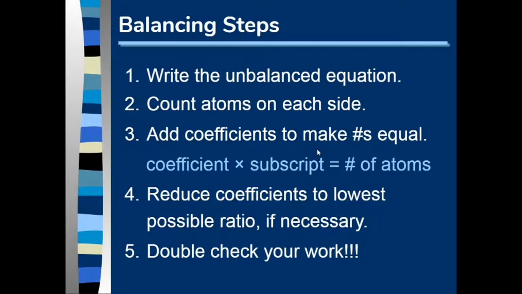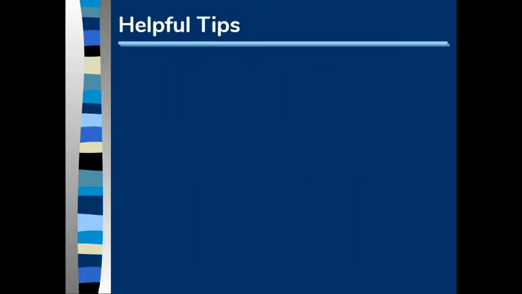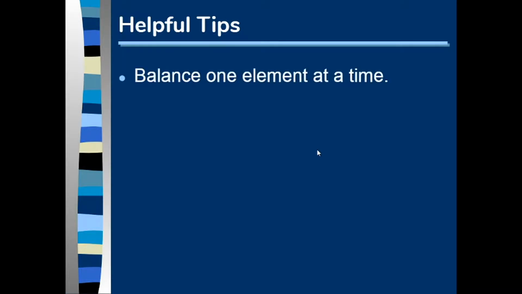I'm going to move on to some helpful tips. Now, these helpful tips are going to make more sense once we get into our examples. Balance one element at a time. When you're counting up your hydrogens, count up your hydrogens on your left, and then count up your hydrogens on the right. So work with one element at a time, and I often just move left to right through my reaction.